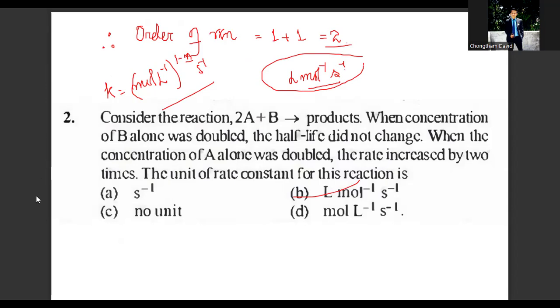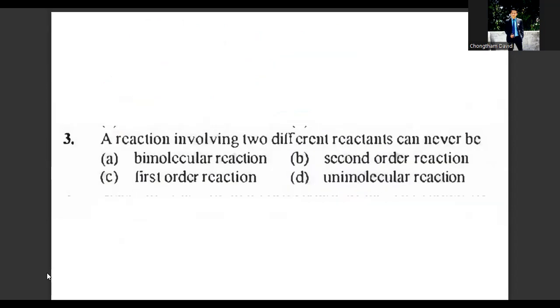Let's read question number 3. A reaction involving two different reactants can never be. The molecularity of a reaction is the number of reactant molecules taking part in a single step of the reaction. So a reaction involving two different reactants can never be unimolecular. So option D would be the answer, unimolecular reaction.